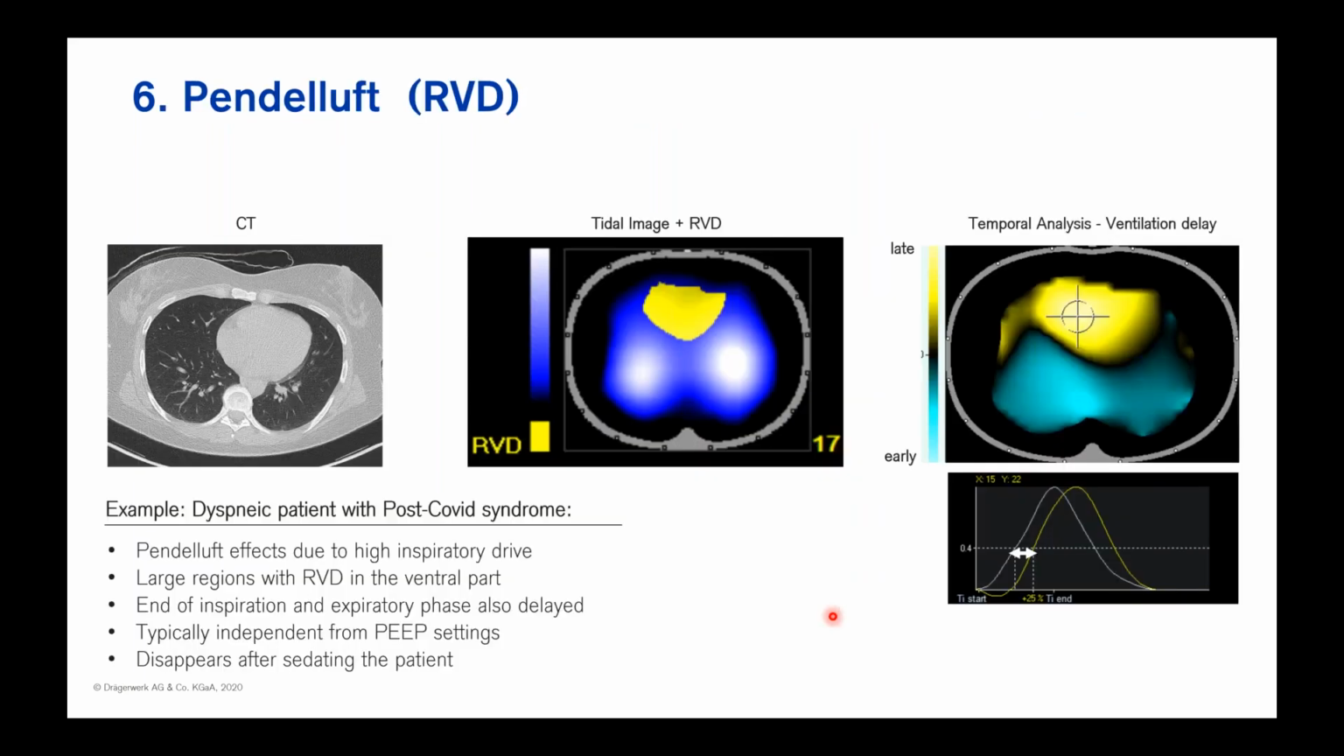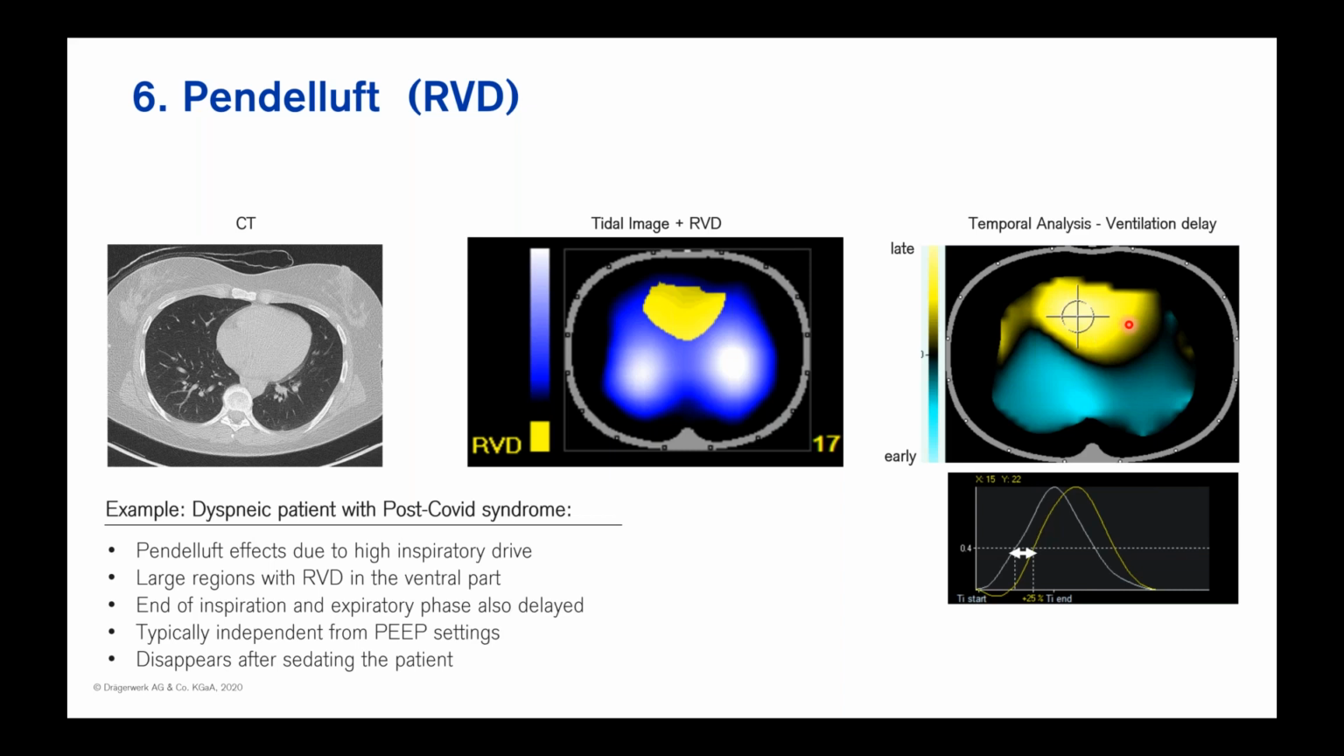Then, after we introduced the regional ventilation delay parameter, we found a different pattern that is also detected by the regional ventilation delay, and that is the pattern of Pendelluft. Pendelluft occurs typically during a high inspiratory drive in spontaneously breathing patients. We rather see large regions in the ventral part which are affected by the regional ventilation delay. These regions are typically independent from any PEEP settings because it's mainly determined by the respiratory drive of the patient. But of course, those regions of regional ventilation delay will probably disappear after sedating the patients.